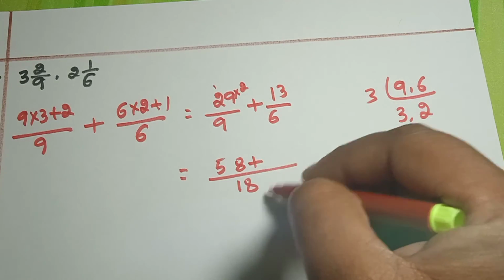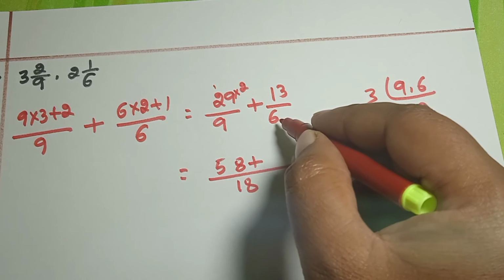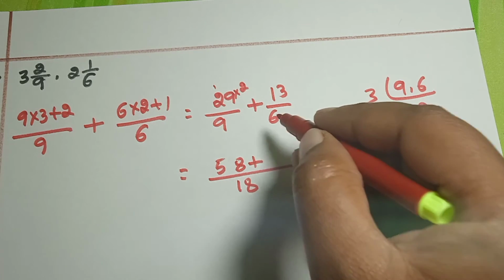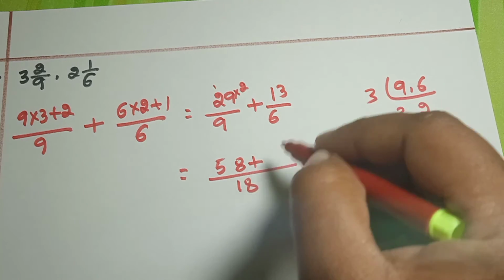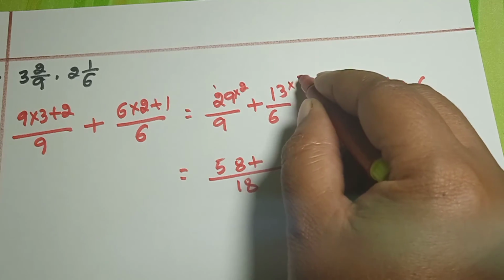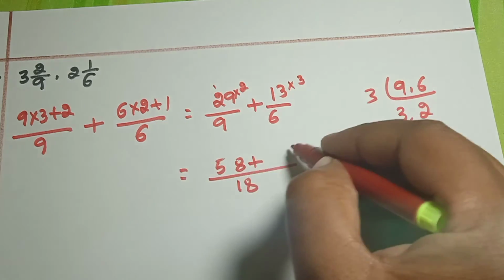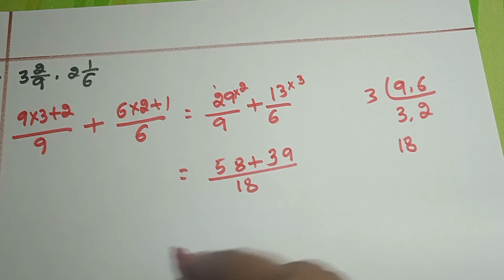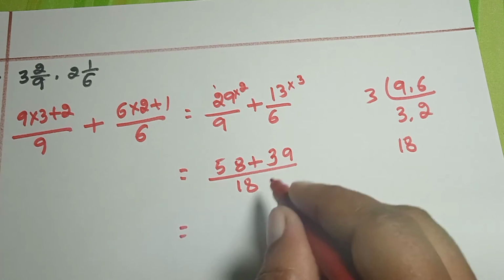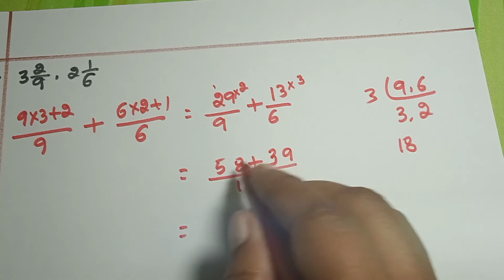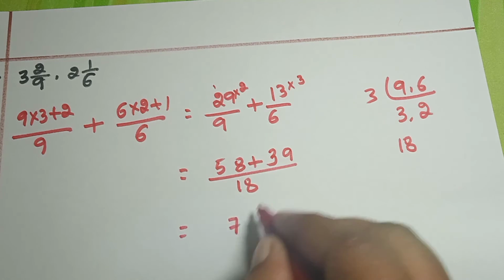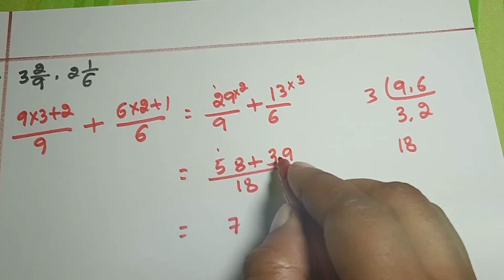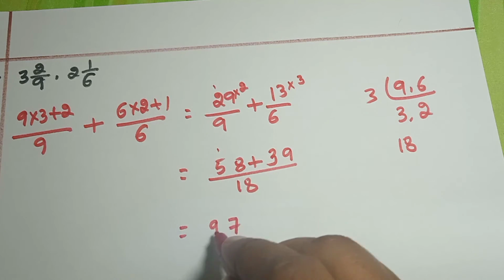6 how much the 18? Sorry. Yes, 6 ones are 6, 6 2s are 12, 6 3s are how much, children? 6 3s are 18. That 3 we should multiply in the numerator. 3 3s are 9, 3 ones are 3. 13 3s are 39. Correct. Next step, add these numbers. Okay, 8 plus 9, 17, 1 carry. 5 plus 3, 8. 8 plus carry 1 is 9.